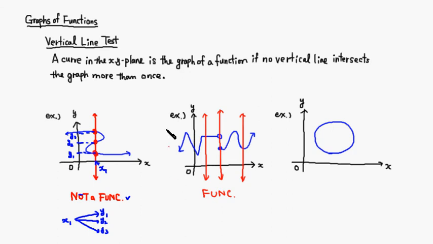And the third one, obviously, if you draw a vertical line somewhere around there, there are 2 points of intersection, 1, 2. Therefore, it fails the vertical line test. So this is not the graph of a function.